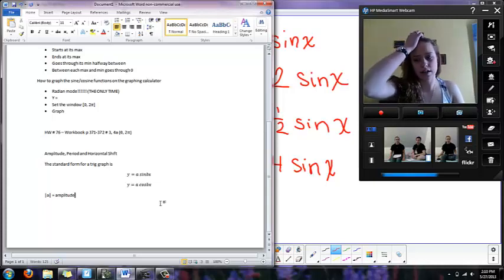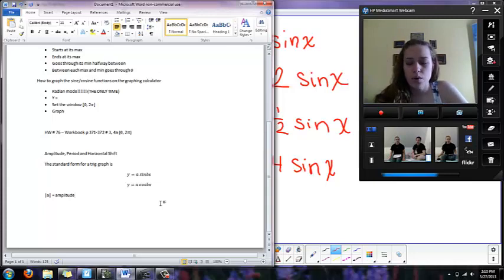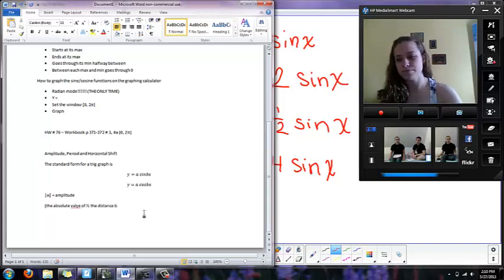And what that means is if there was a -2 out front, its amplitude or its height would still be between 2 and -2. The negative out front really just tells you which direction it's going first, and I'll explain that a little bit later. But right now, all you need to know is A, the amplitude, is the absolute value of half the distance between the max and min. I'm sorry that I can't type.